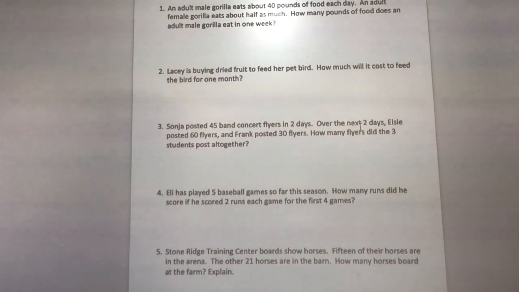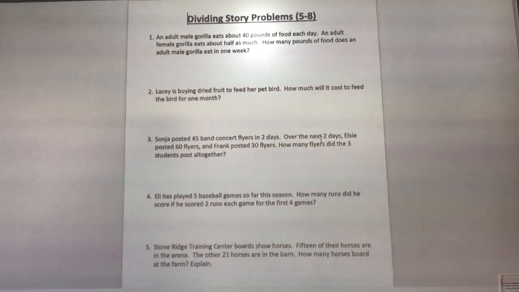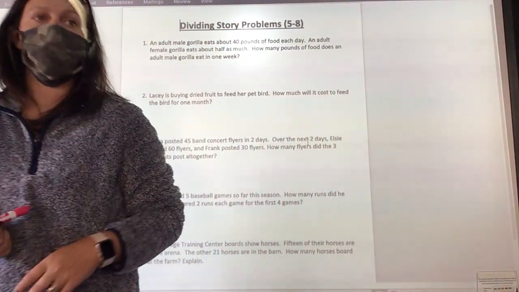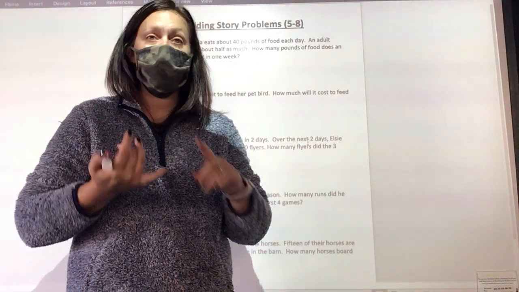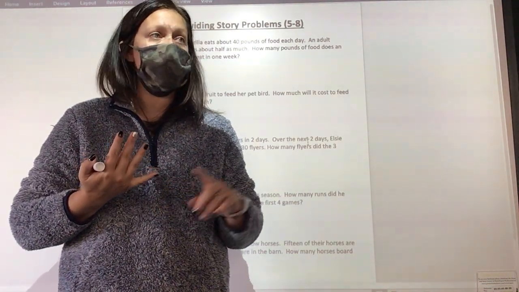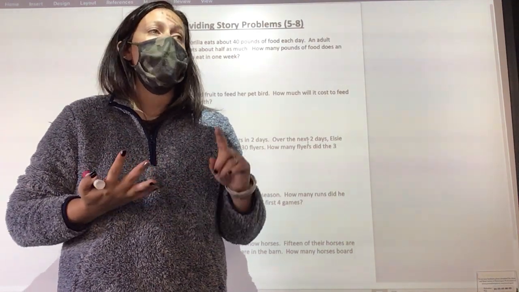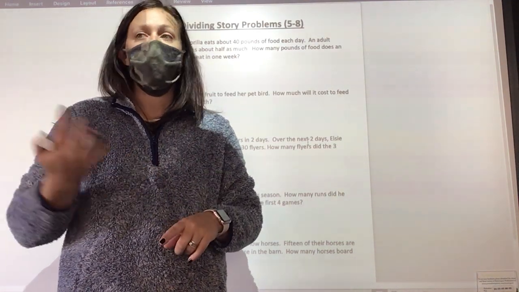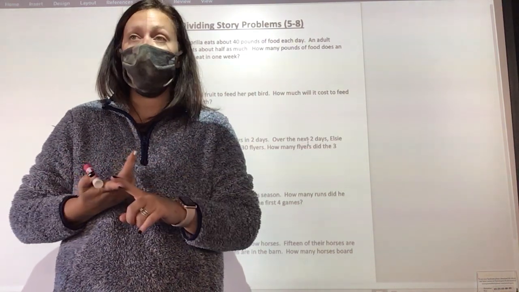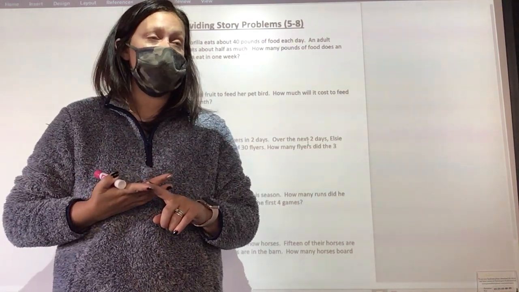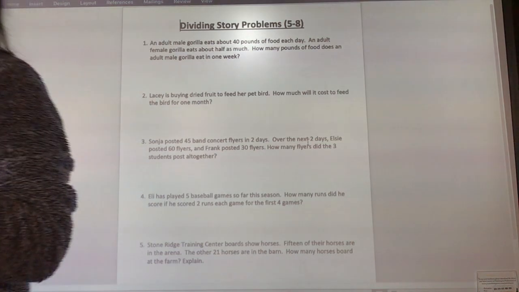If it says explain, what kind of things do you have to have there? You need to have math words. What else do you need? Sentences. Complete sentences with periods, with capital letters to start it. What else? PQA. PQA, you put the question in the answer. Ladies and gentlemen, do that for number 5.